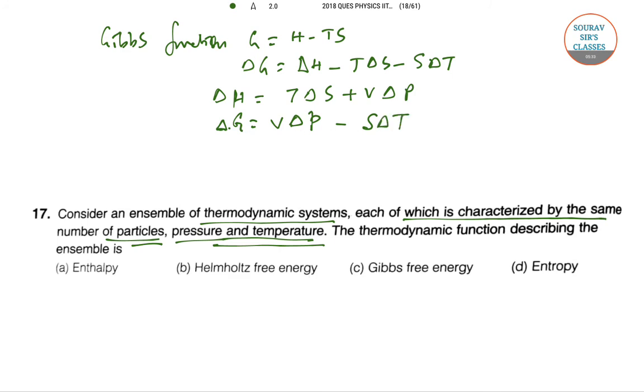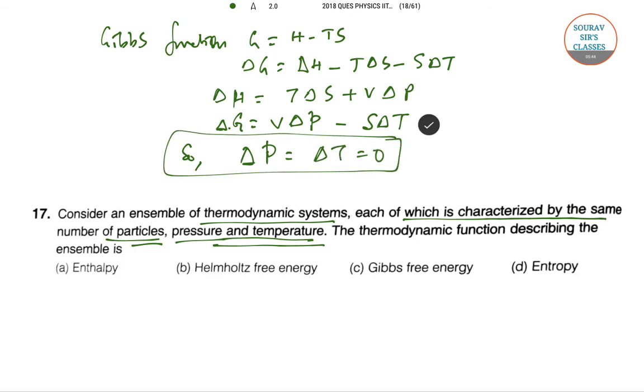So at constant pressure and temperature, pressure is not changing, del P is 0 and del T is also 0. So del G equal to 0, so G is a constant. Hence we can say that Gibbs is a free energy. So del G equal to 0.